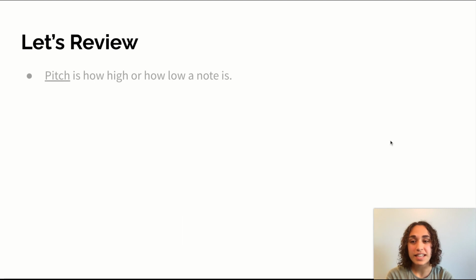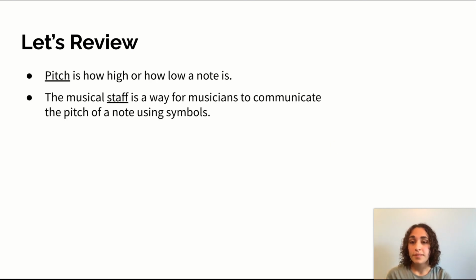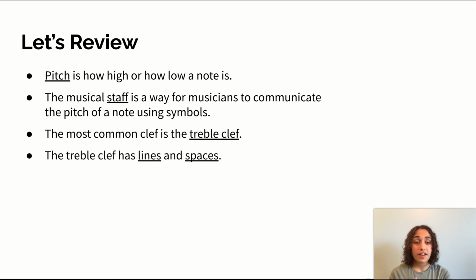So let's review what we learned today. Pitch is how high or how low a note is. Remember, we talked about birds chirping being really high pitched and a boat horn or a train horn being pretty low pitched. The musical staff, those 5 lines we were just talking about, is a way for musicians to communicate the pitch of a note using these symbols, these notes. The most common clef is the treble clef, and that's what we talked about today. The treble clef has lines and spaces, and there can be notes on both lines and spaces.